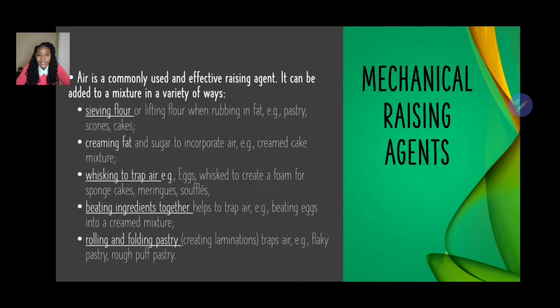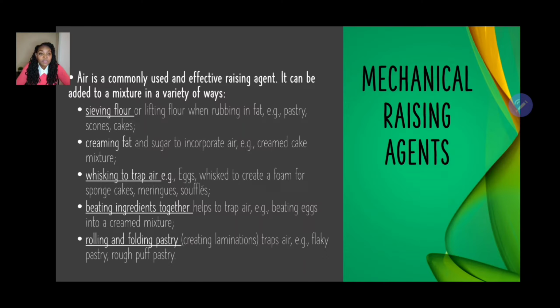And finally, we're looking at rolling and folding pastry. What this creates is laminations where the air traps, for example, when we're making flaky pastry or rough puff pastry. That is why when you may be having, say, a Jamaican patty, you may find the flakes that are falling off, right? Those flakes were created during rolling and folding, and that also helps the product to have a little rise.